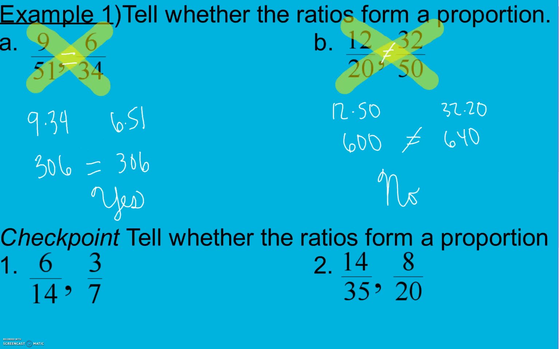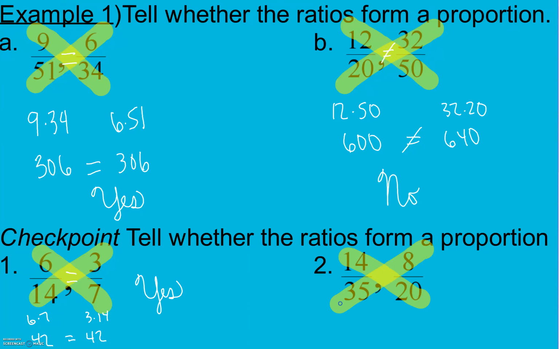Same idea here, number 1. 6 times 7 and 3 times 14. Again, go ahead and pause here if you'd like and try these. 6 times 7 is 42 and 3 times 14 is 42. So since these are equal, we could set our fractions equal. If we reduce this, we'd get 3/7. So yes, these do form a proportion.